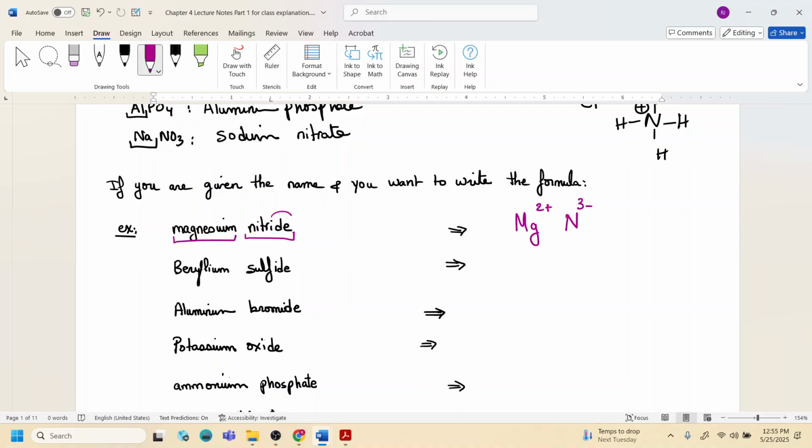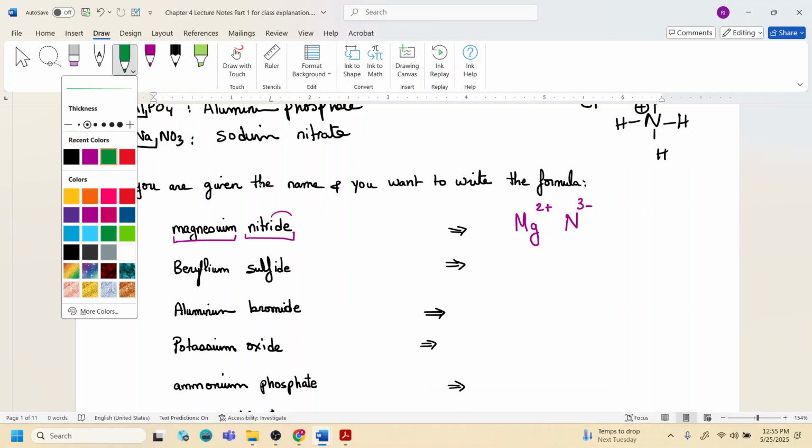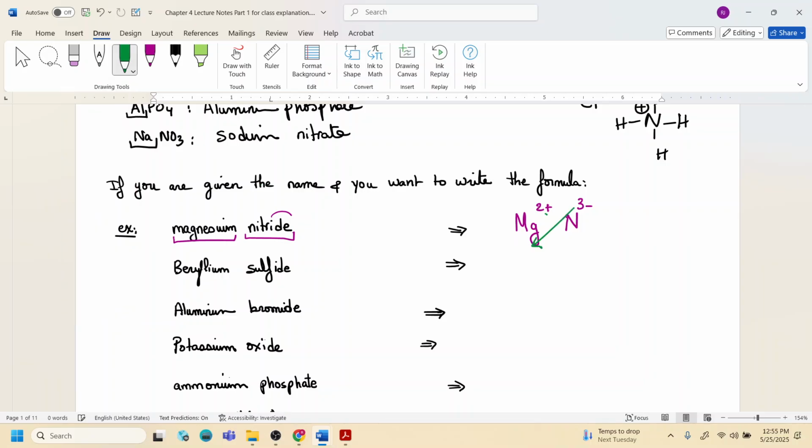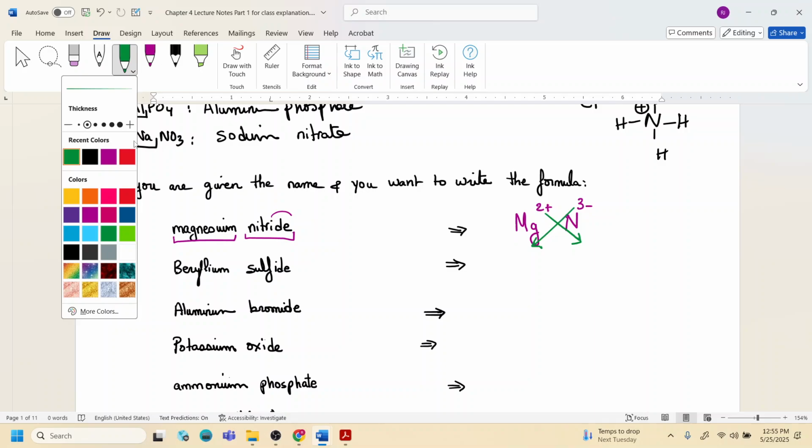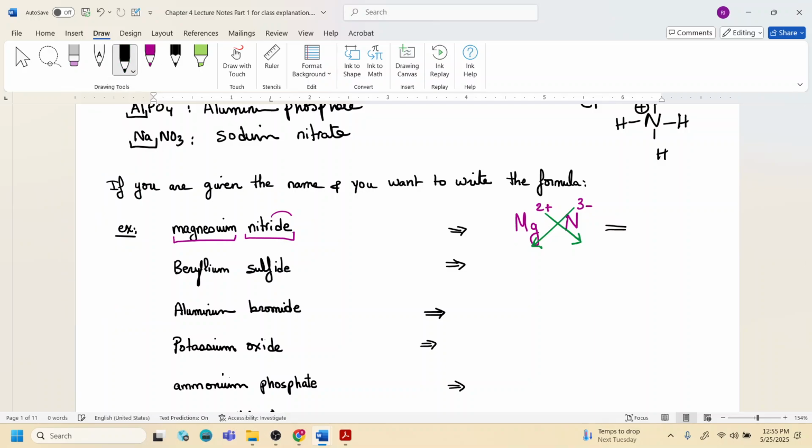Okay, so now I need to balance the charges. Remember what we did last time to balance the charges? Just crisscross those charges, okay? So the 2 now is going to go towards the nitrogen. The 3 is going to belong to the magnesium. And we're going to write down the formula for the compound, which is going to be Mg3N2.